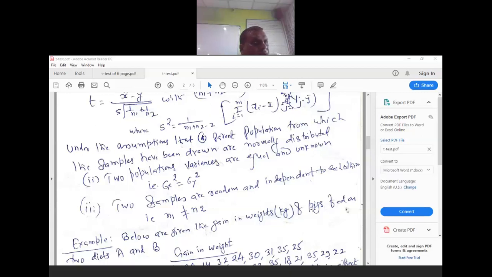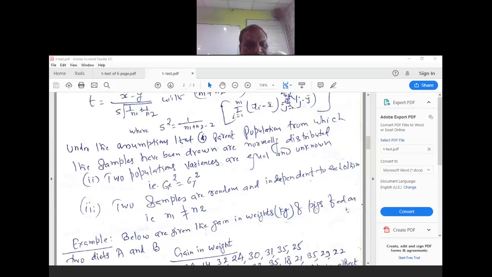Remember, to apply this statistic, t is equal to x bar minus y bar divided by s under square root 1 upon n1 plus 1 upon n2. This is applicable only when your population variances are equal and n1 is not equal to n2. For this statistic, your degrees of freedom are n1 plus n2 minus 2. So now it is clear? Do you have any query? No, sir. Then we proceed further.